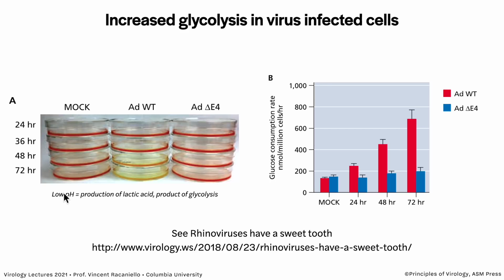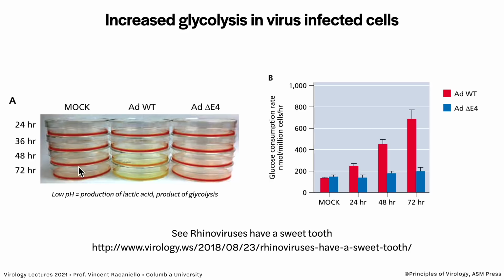So here is a plate of cells and they're infected with adenovirus in the middle. And we're looking at different times after infection. And you see this virus is slow. It takes a long time to get going. But starting at about 48 hours, you see the medium is turning yellow. And that's because the low pH is a consequence of the production of lactic acid, which is a product of glycolysis. We'll see that in a moment.